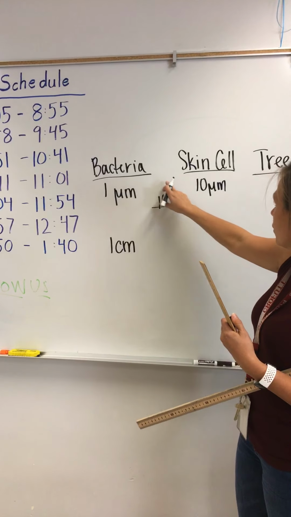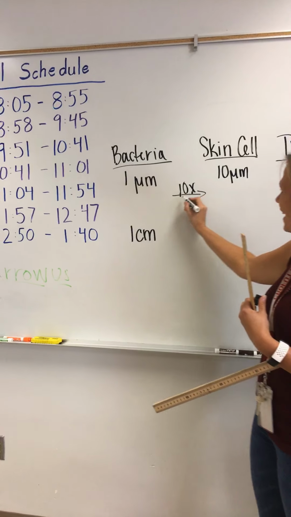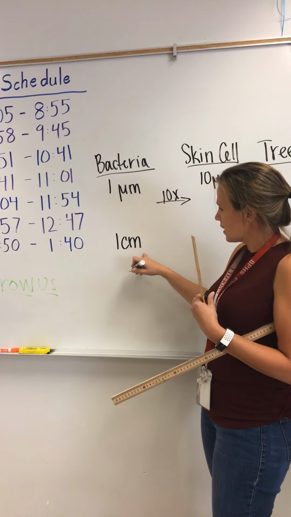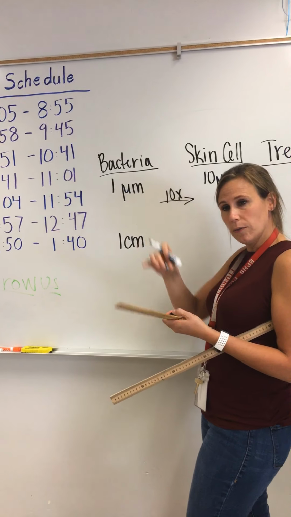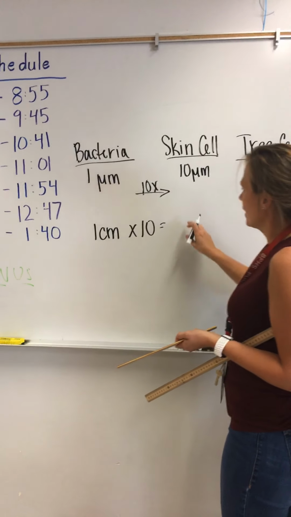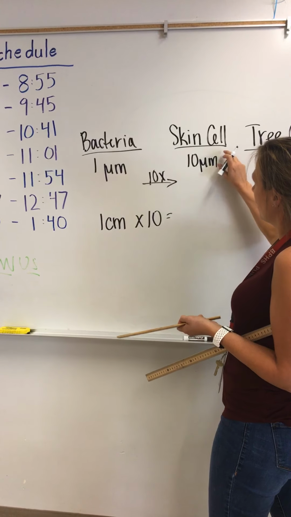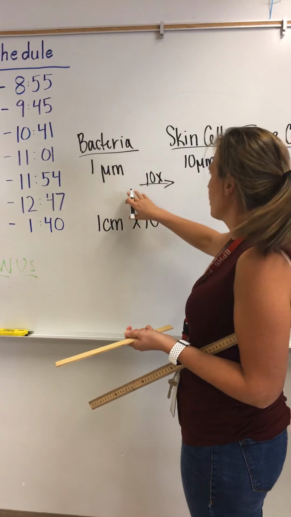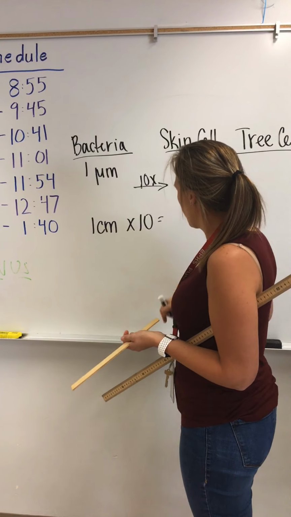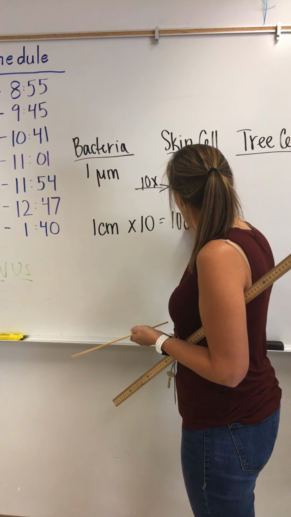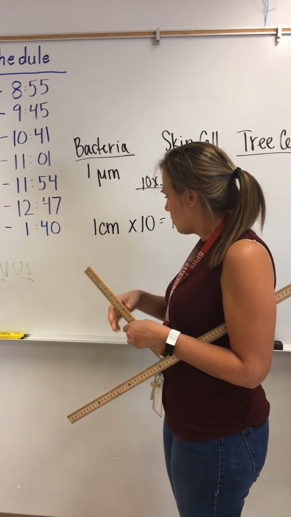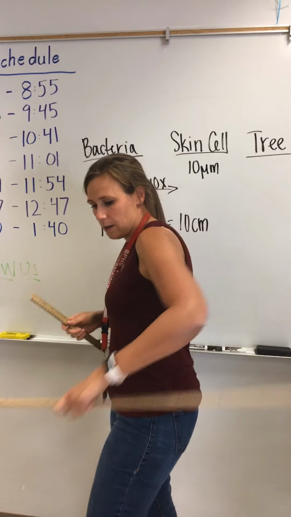If I know that a skin cell is 10 times larger than a bacteria, then I'm going to take the size of the bacteria, or the size of my marble, and I'm going to multiply that by 10. That's going to tell me how big of an object I need to find for my skin cells to represent that it is 10 times larger than a bacteria. So if I multiply 1 centimeter by 10, I have 10 centimeters. So I'm going to go around my house and either find or make an object that's about 10 centimeters wide.